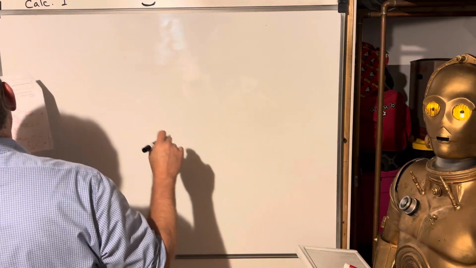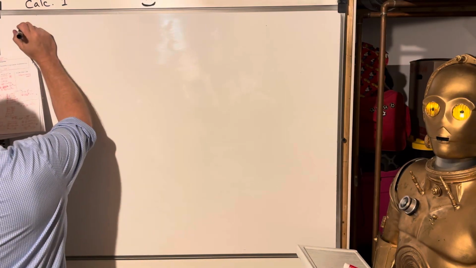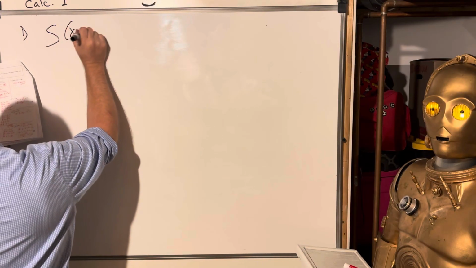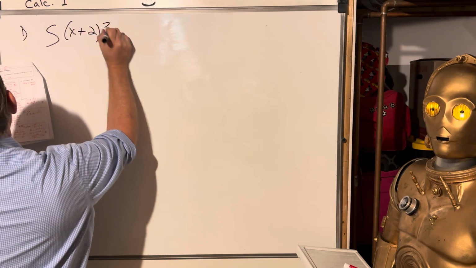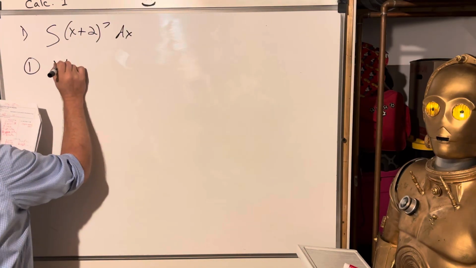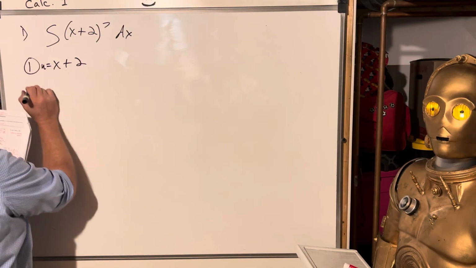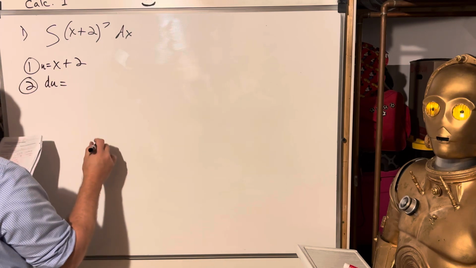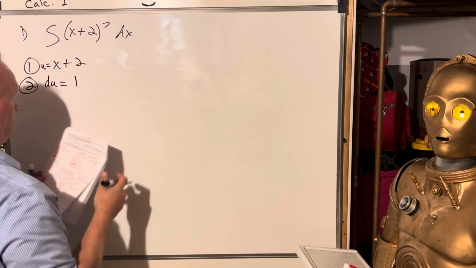Let's look at evaluating the integral of (x plus 2) to the 7th dx. All right, so number 1, u is equal to x plus 2. Number 2, du is equal to 1.